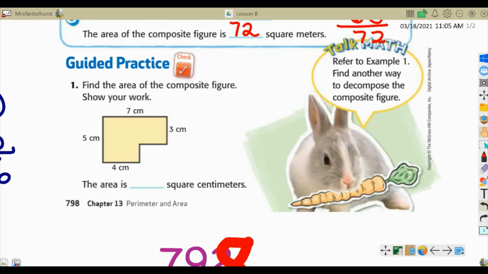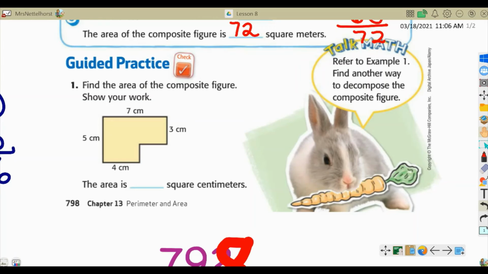So first, what I'm going to have you do is decompose the figure. Pause the video, decompose the figure. Just do that. There are 2 ways you can do it, and I'm going to show you both ways. So just draw your line where you want to decompose it and leave it there. Unpause the video.